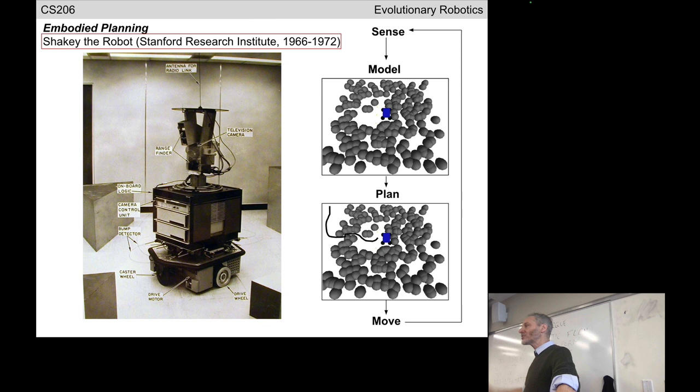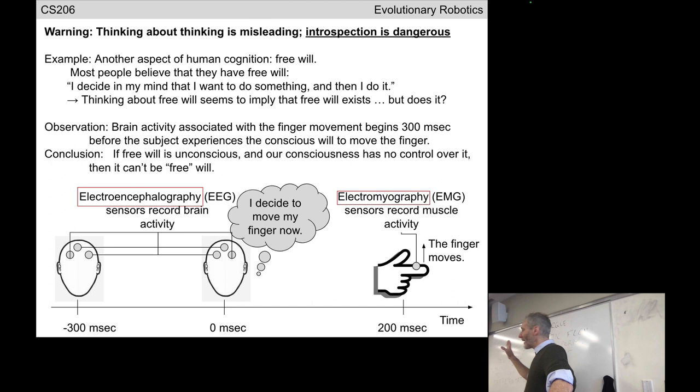If I asked you how you plan before I had primed you with this experiment, most of you would have said, I look at my world, I think about how to get out of this room as quickly as possible, I plan my route, and then I execute it. Seems obvious. Probably not how we do it. So again, in all of this work, just remember that thinking about thinking is misleading.